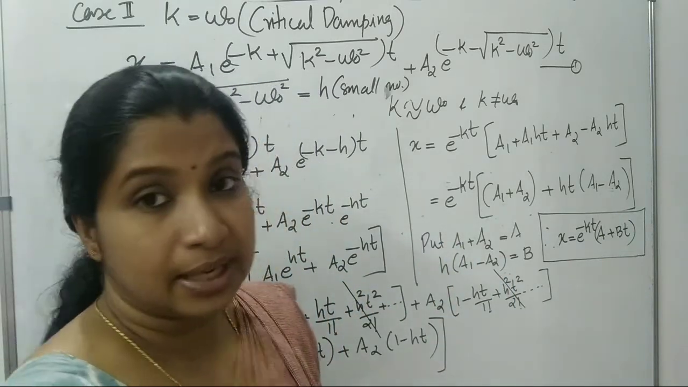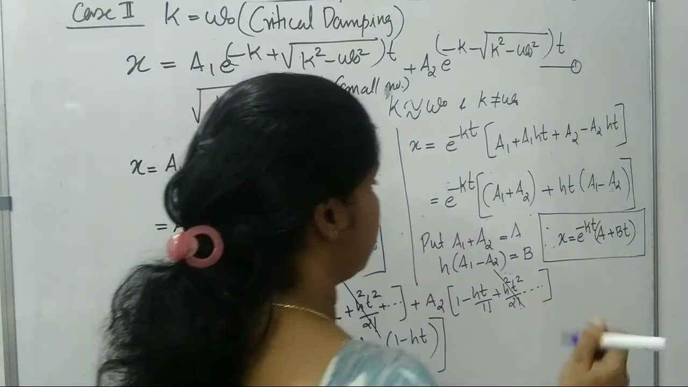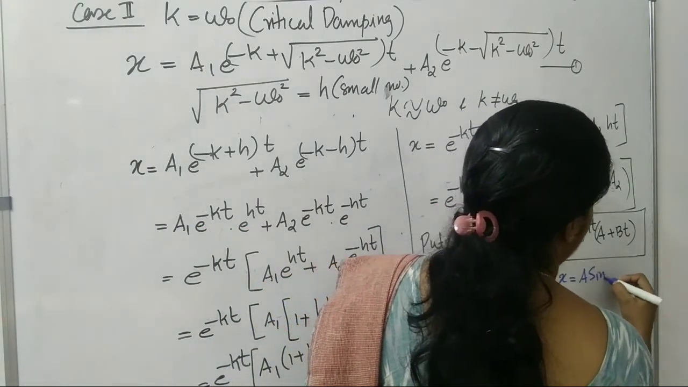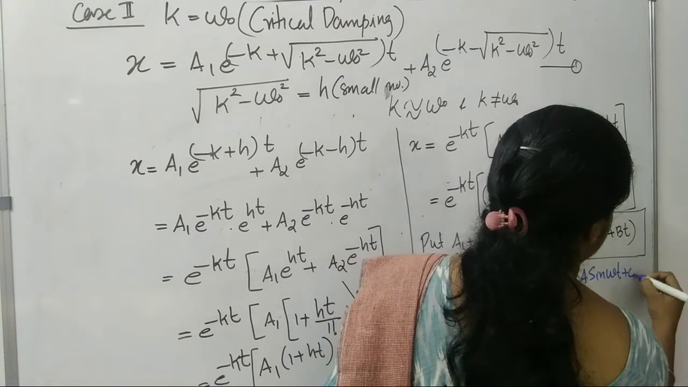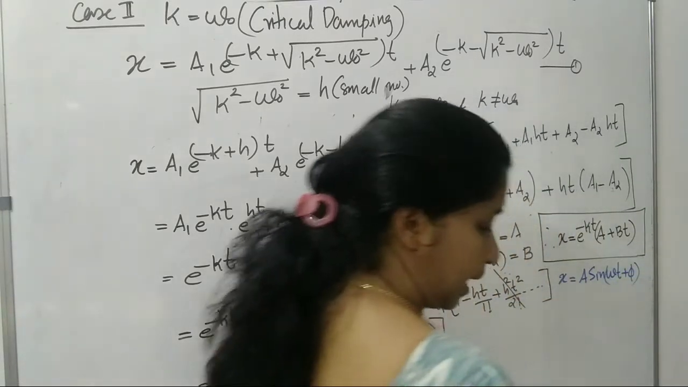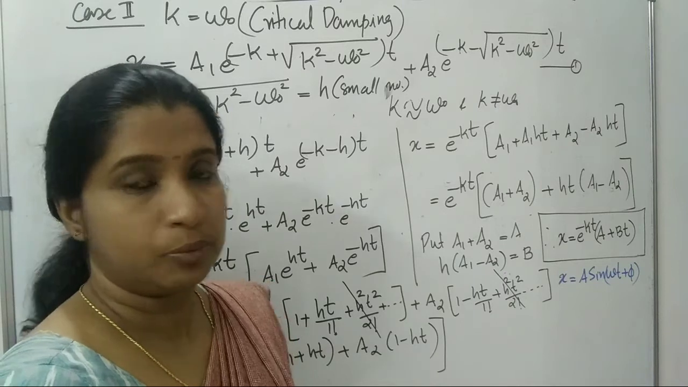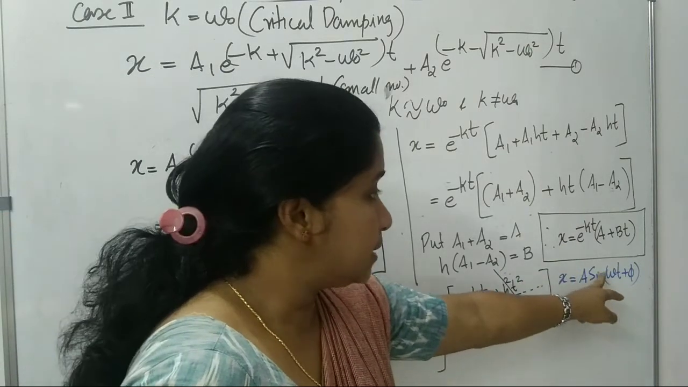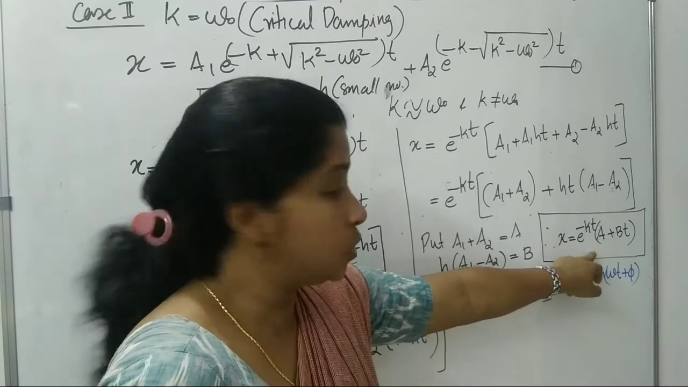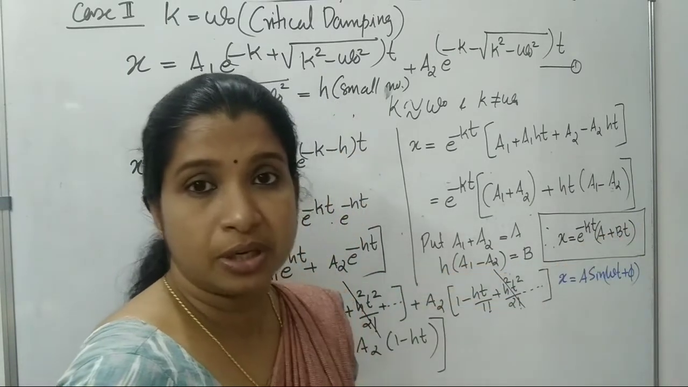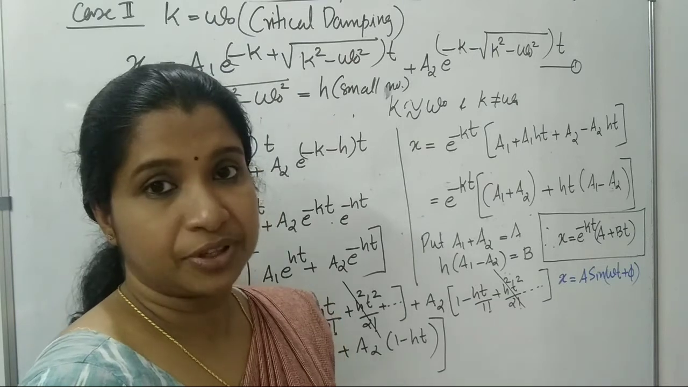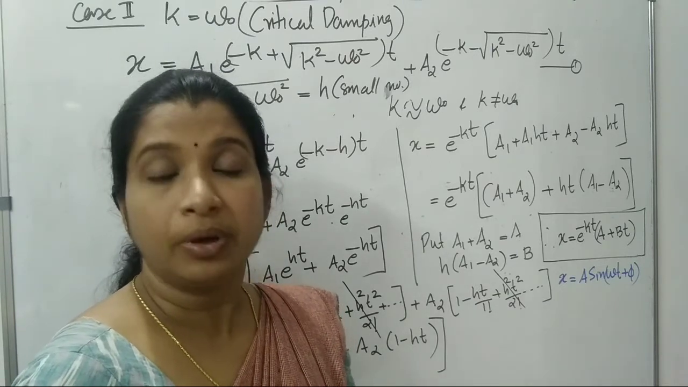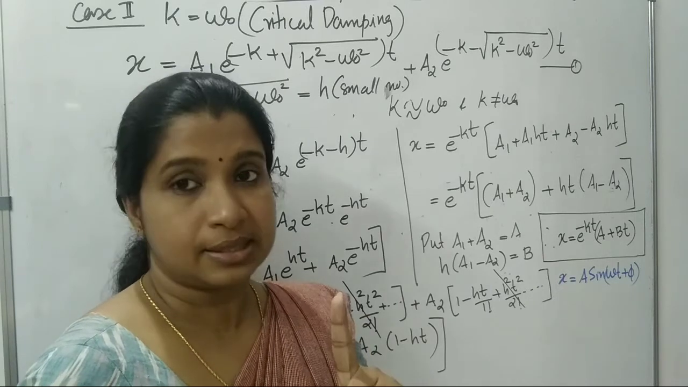So what's the general solution of simple harmonic motion? It is x equal to a sine omega t plus phi. This is the standard solution of simple harmonic motion. Compare these two equations. Is there any sine function in the solution of critically damped motion? No, there is no sine function. So the first point is motion is aperiodic or non-oscillatory.